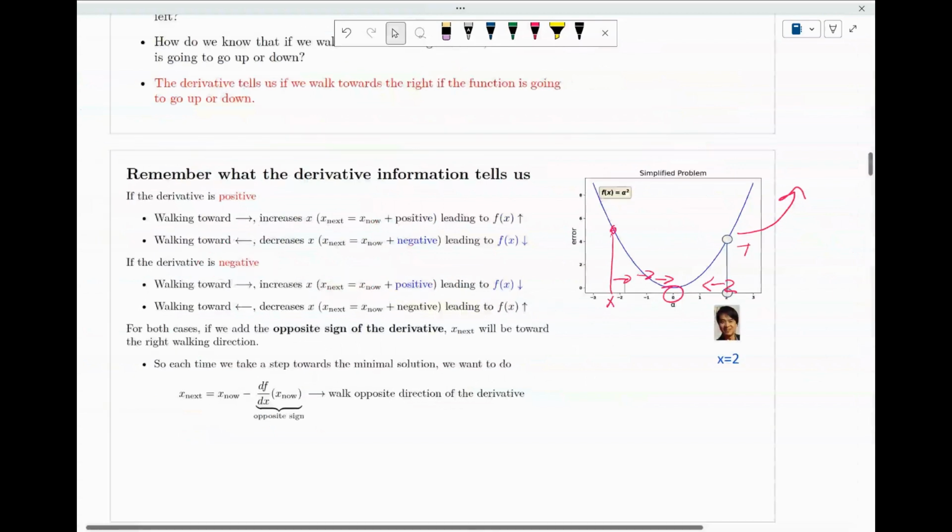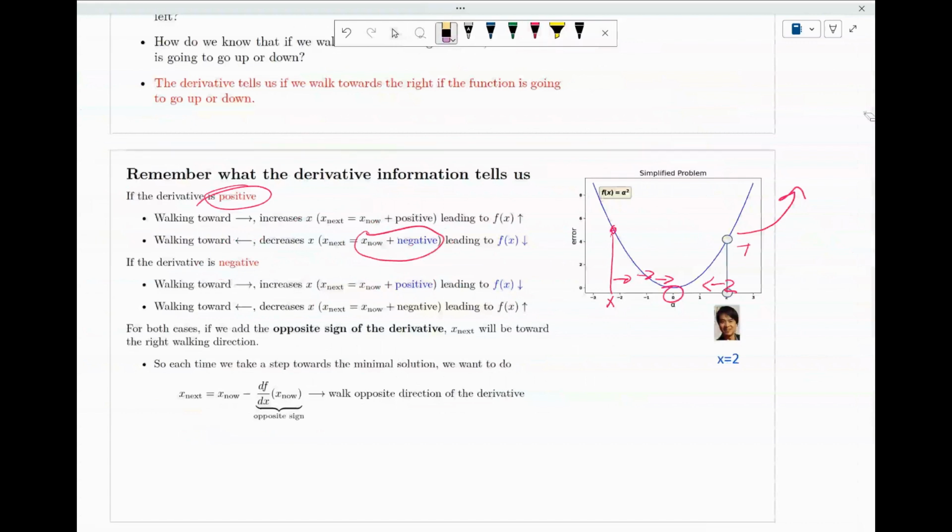Essentially, you want to do the opposite. If the derivative is positive, you want a negative, right? You want to add negative to where you are now. And if the derivative is negative, then you want to add a positive value to where you are now, right? It just tells you which way to go. So it's the opposite, right? You do the opposite of the derivative.